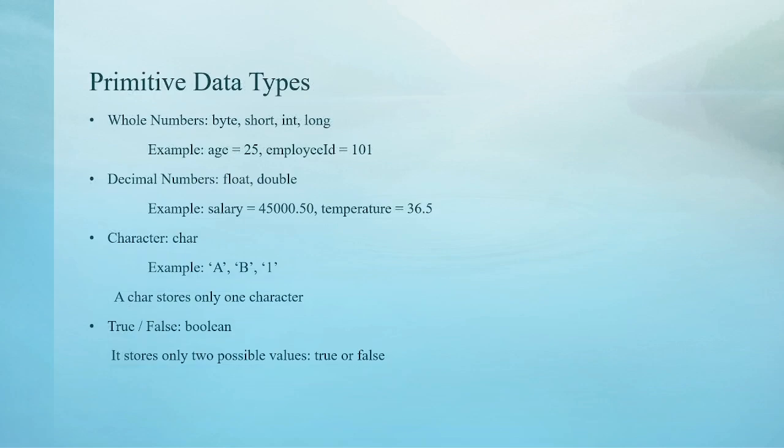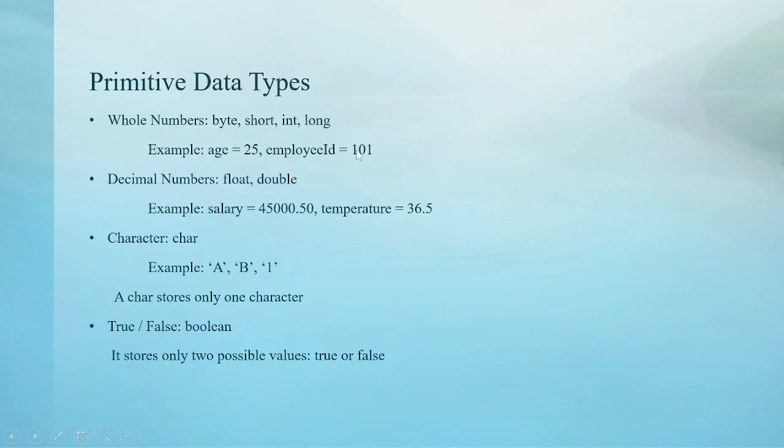So we have 8 primitive data types. We can categorize them into 4 groups based on the type of data they store. First, whole numbers: byte, short, int, long. These are used to store numbers without decimal points. For example, if I want to store age equal to 25, I can use any one of these.